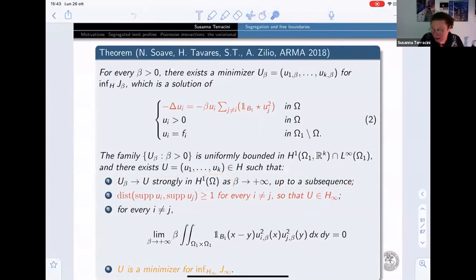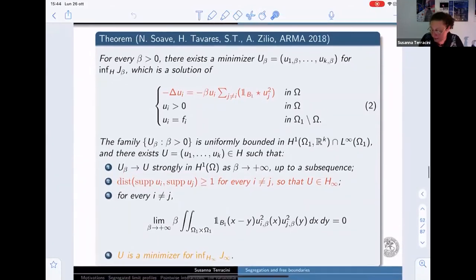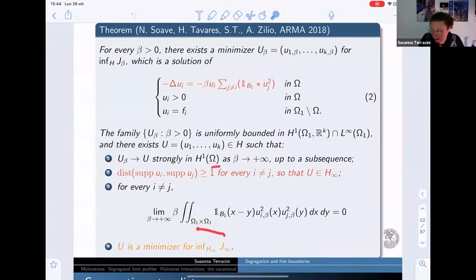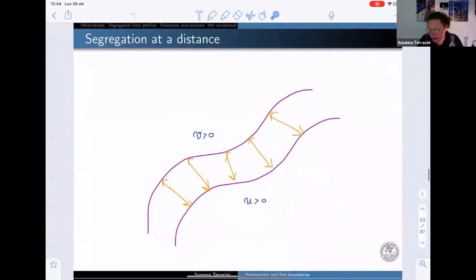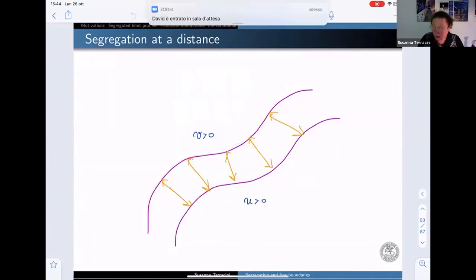And the limit is a vector whose components satisfy the constraint I have described before. The limits are in fact minimizers for the limiting functional, so there is gamma convergence. Now, of course, we would like to describe in a better way this free boundary. For example, here we have a two component system. This is one.